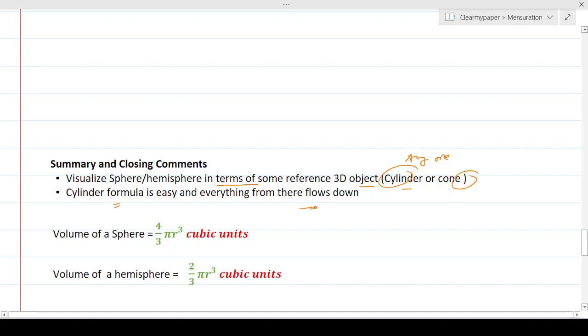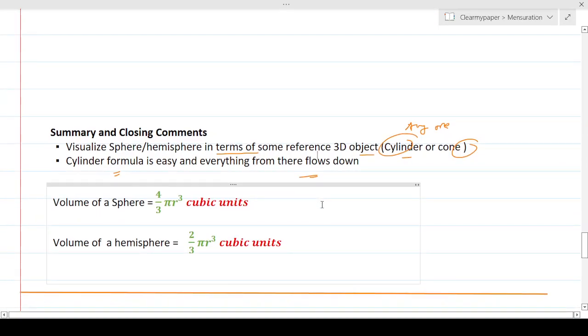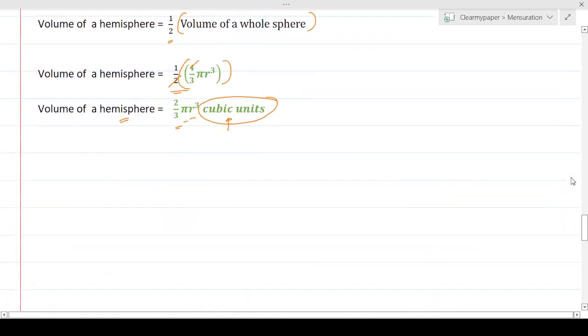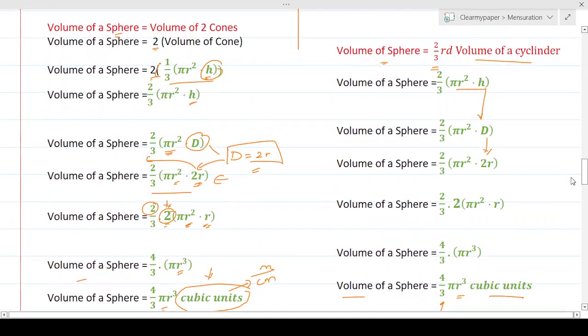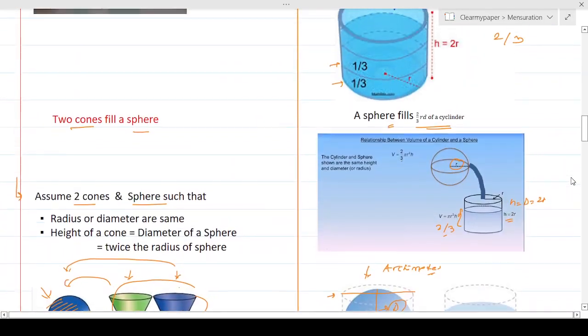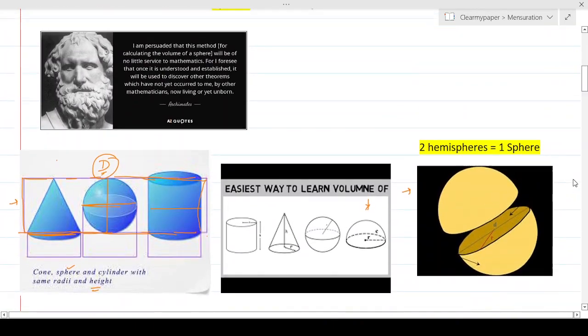Okay, and in summary, volume of a sphere is equal to 4/3 pi r cube cubic units. The cubic units is in red so that you don't forget. And volume of a hemisphere is, you just divide this by 2 and you get this equation. So that's how we learn how to compute the volume of a sphere in the context of mensuration. And then we'll talk about some examination problems and how to remember this.